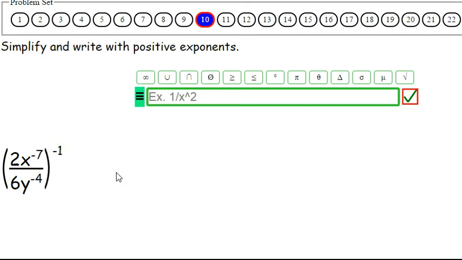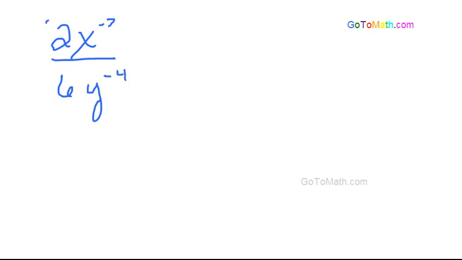So let's write this down. We've got 2x to the -7th over 6y to the -4, and that is all raised to the -1. All right, what are we doing now? That's what we're doing. So 2x to the negative 7 over 6y to the negative 4, and it's all raised to negative 1.